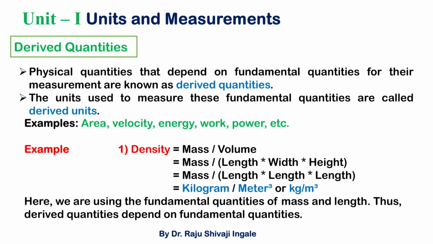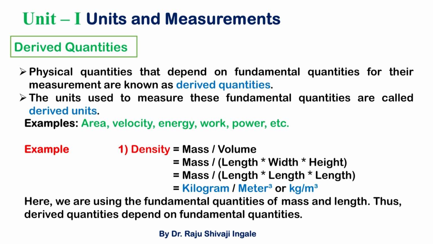That means, guys, a derived quantity is one which takes the help of fundamental quantities for its measurement. So that is known as the derived quantity, and its unit is known as the derived unit. Try to understand the difference between the quantity and its unit.